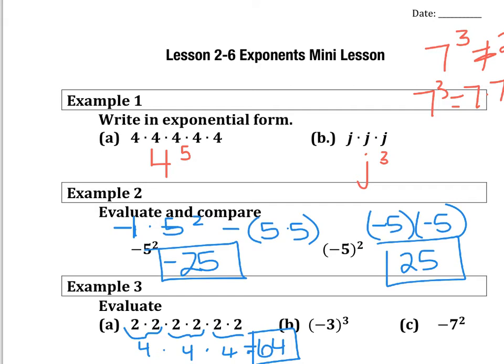Then in B, I have negative 3 to the third power. Now notice my negative is inside of the parentheses. So that is part of the base. Now what's interesting in this one is we have an exponent of 3. So really, if I were to write this in expanded form, I have negative 3 times negative 3 times negative 3. The first two negative 3's multiply to give us positive 9.